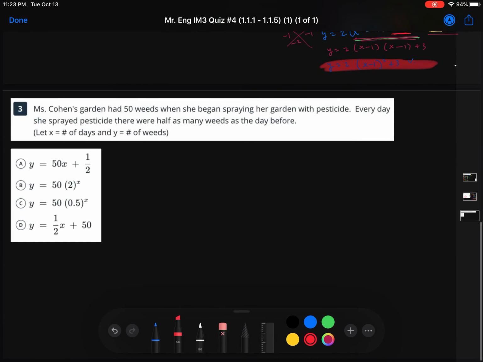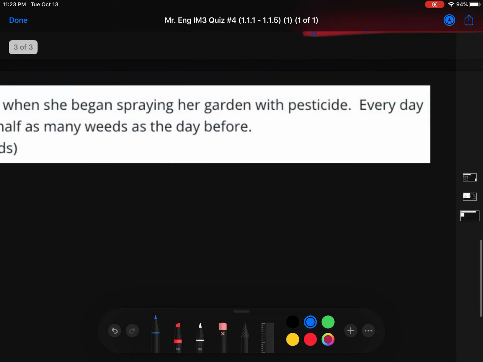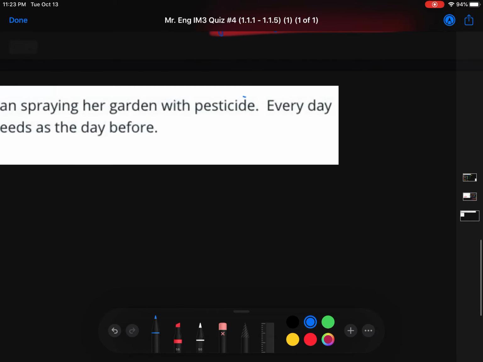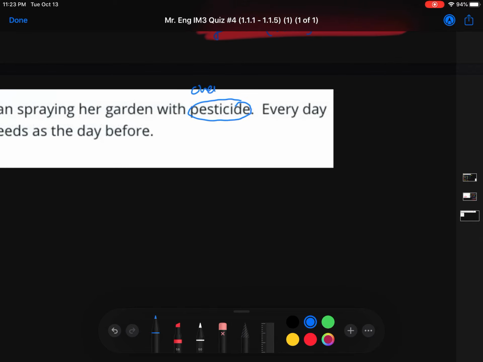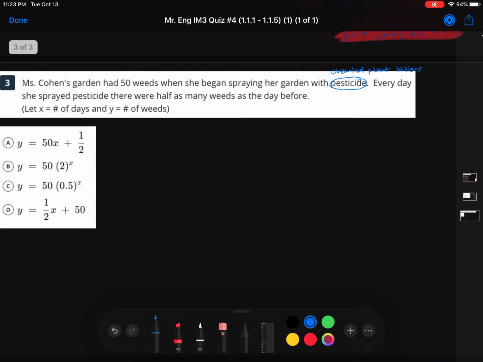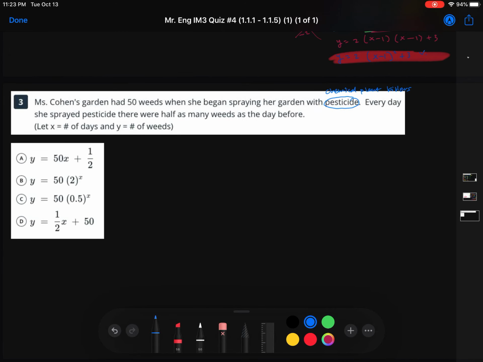All right, question number 3. Miss Cohen's garden had 50 weeds when she began spraying her garden with pesticides. Okay, people who like the planet do not like pesticides. These are basically chemical plant killers, or weed killers in this case. Okay, you spray it, stuff's gonna die. Every day she sprayed pesticide. There were half as many weeds as the day before.